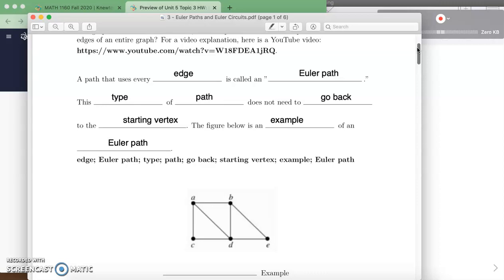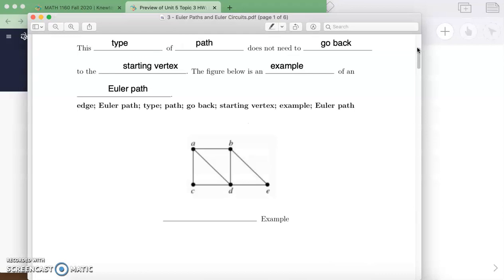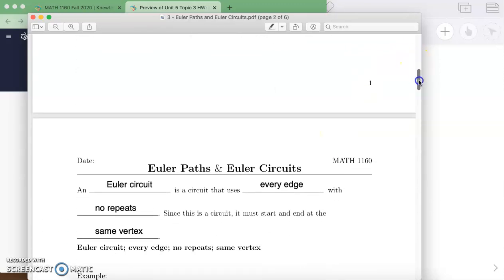A path that uses every edge is called an Euler path. This type of path does not need to go back to the starting vertex. Remember, that's a circuit, so we're just looking at a path. Figure below is an example. So here we can go A to C to D to A to B to D to E to B. So see, we are able to cover all the edges. All right, let's go down.